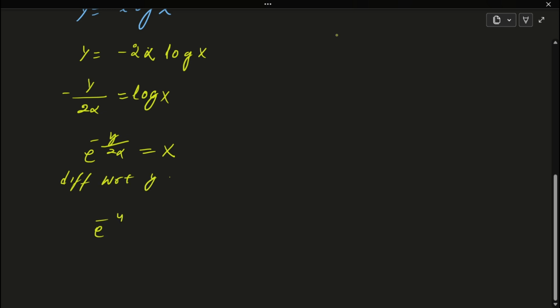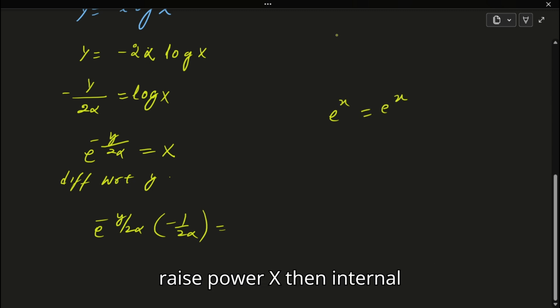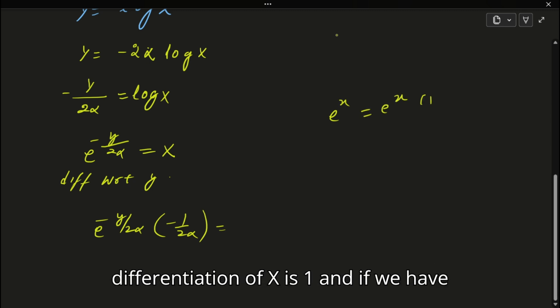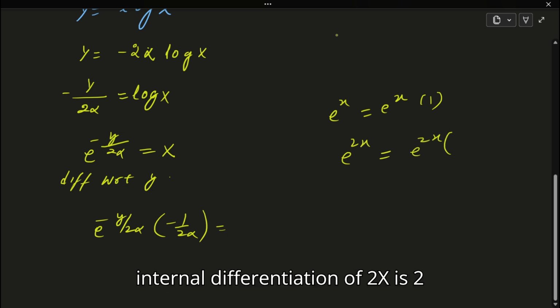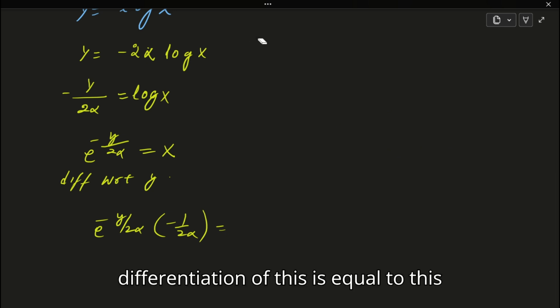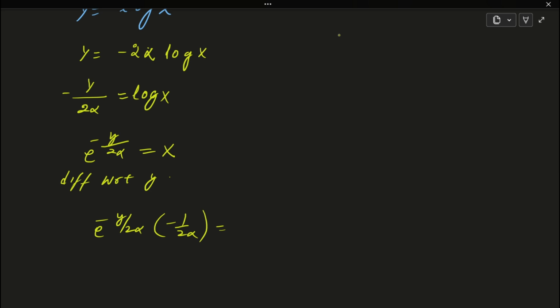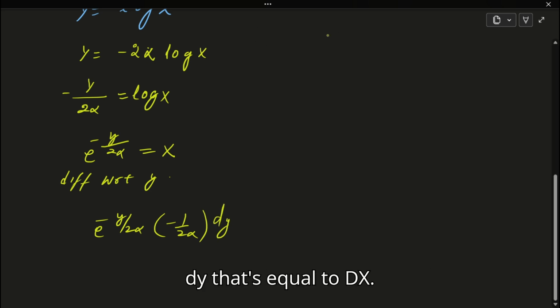We differentiate, as you know, the differentiation of e raised to the power x is e raised to the power x, then the internal differentiation of x is 1. And if we have e raised to the power 2x, that's e raised to the power 2x, with the internal differentiation of 2x being 2. Similarly, differentiating this gives dx by dy. Clear?